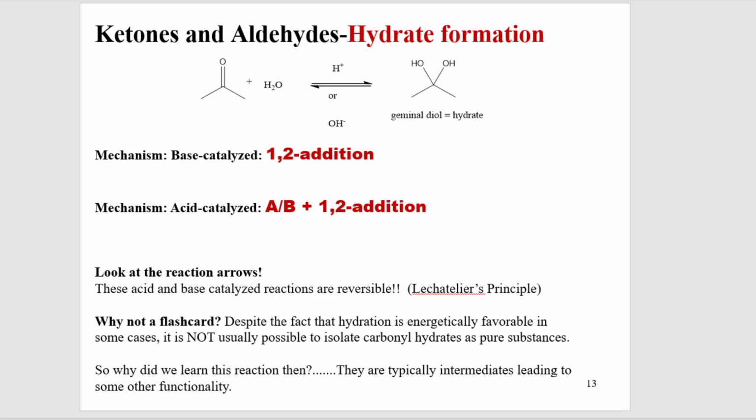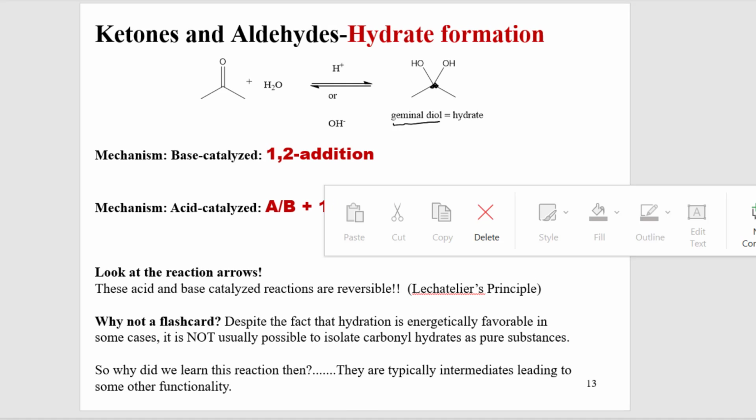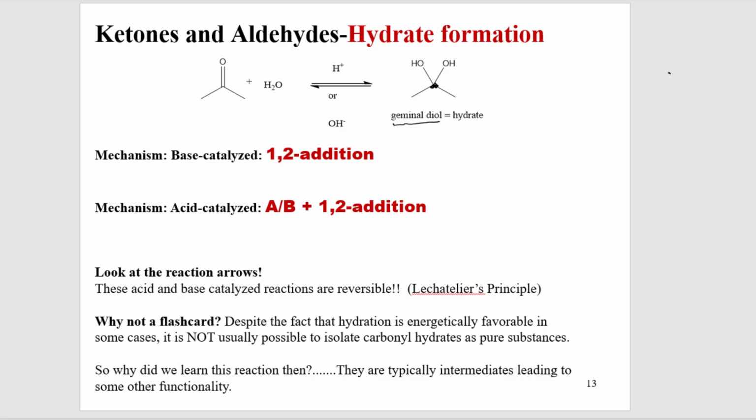Now, we haven't really seen hydrates yet. They look similar. They look familiar to us, right? You have a carbon, and it's got what looks like an alcohol off of it. But it has two alcohols off of the same carbon. This is called a geminal diol, also known as a hydrate.